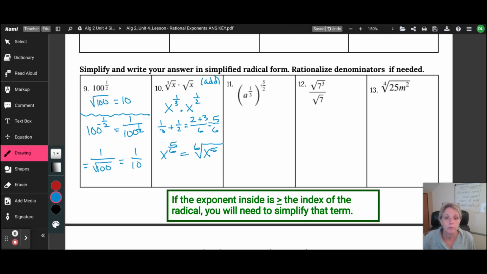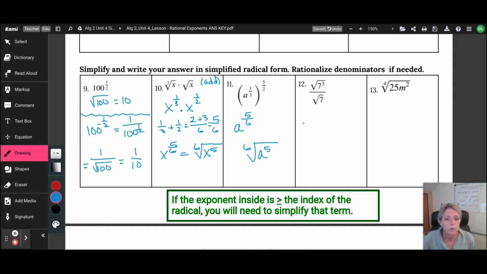Here we have a power to a power, so we're going to multiply those fractions. So 1 times 5 is 5, 3 times 2 is 6. And this again is going to give us the 6th root of a to the 5th. It doesn't matter if your exponent is inside the radical or outside the radical, because when you convert them, it converts the same. Just like at the top in your notes, I made that note for you.